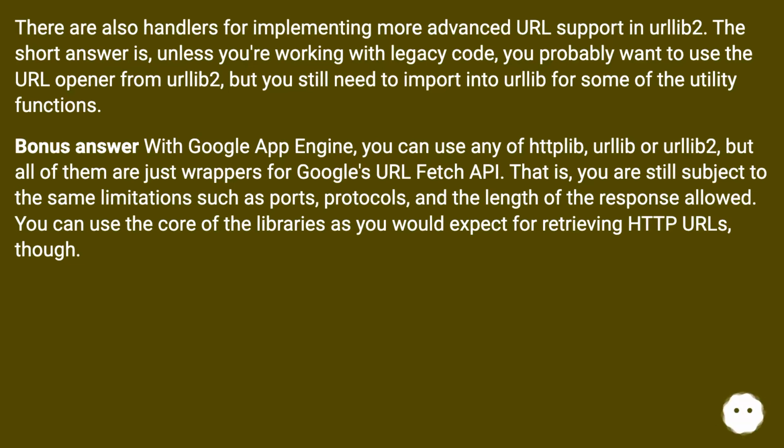Bonus answer. With Google App Engine, you can use any of urllib, urllib2 or httplib, but all of them are just wrappers for Google's URL Fetch API. That is, you are still subject to the same limitations such as ports, protocols, and the length of the response allowed. You can use the core of the libraries as you would expect for retrieving HTTP URLs, though.